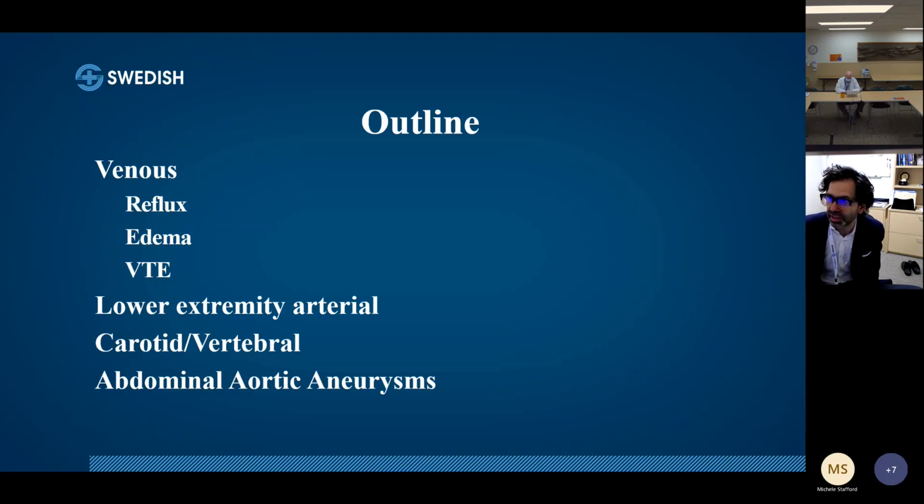So by way of outline, we'll spend a good amount of time talking about veins and venous processes, in part because that's a good chunk of what we see on the vascular outpatient side. And then we'll dive into some of the arterial things, and the three most common arterial disease processes that we see in terms of referral are lower extremity peripheral artery disease, carotid and vertebral disease, and everybody's favorite, abdominal aortic aneurysms.